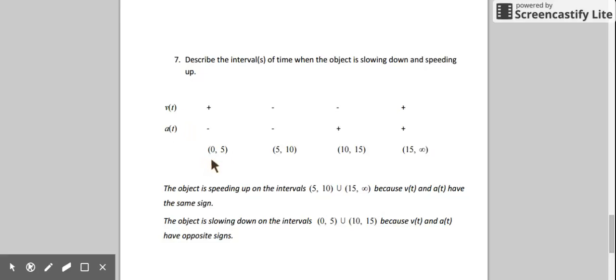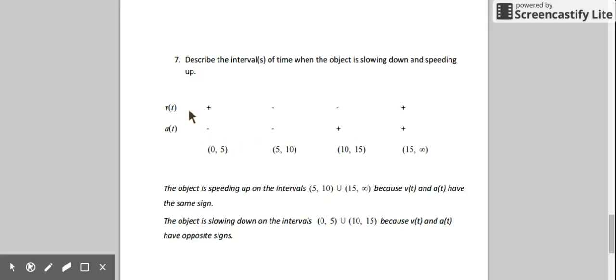So we combine all of our intervals from our velocity and acceleration functions. Our velocity intervals were 0 to 5, 5 to 15, and 15 onward. And our acceleration intervals were 0 to 10. So if I combine all of those intervals, then I get intervals from 0 to 5, 5 to 10, 10 to 15, and 15 onward.